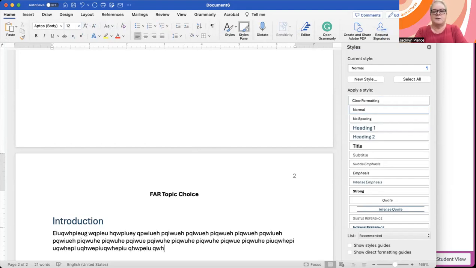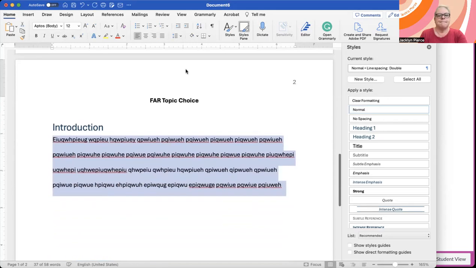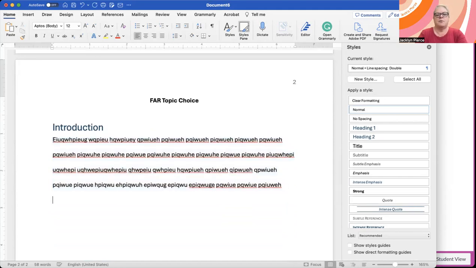Oh, and I said to double space it, so I'll change that. And did it when I started doing fancy stuff. Okay, so let's double space that. And then let's put another heading 1, which will be an outline.